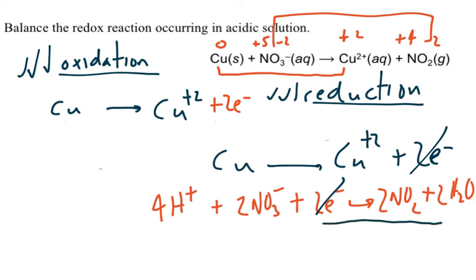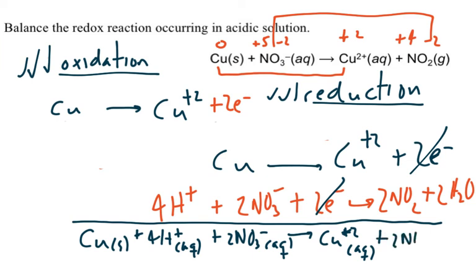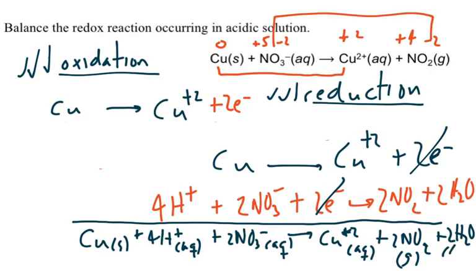So here's what we got to do. We need to bring everything together. So your reactants would be your copper, technically it's a solid, your 4 hydrogen ions, which are aqueous, your 2 nitrates, which are also aqueous, and then on the other side, you got copper ions, which are also aqueous. These are all your products, the 2 NO2s and the 2 waters. NO2 is a gas, water is, sorry about that, a liquid.